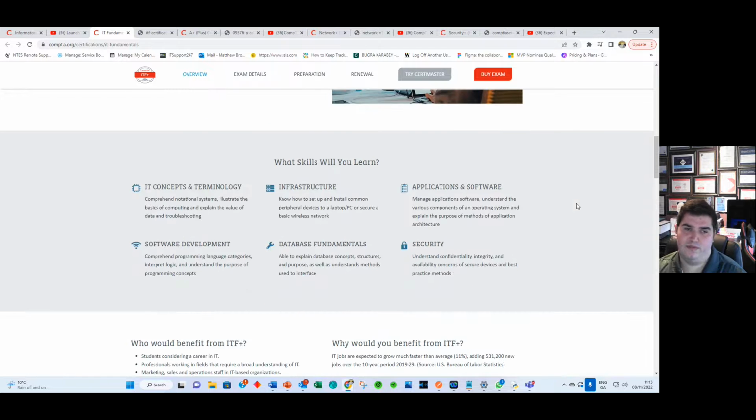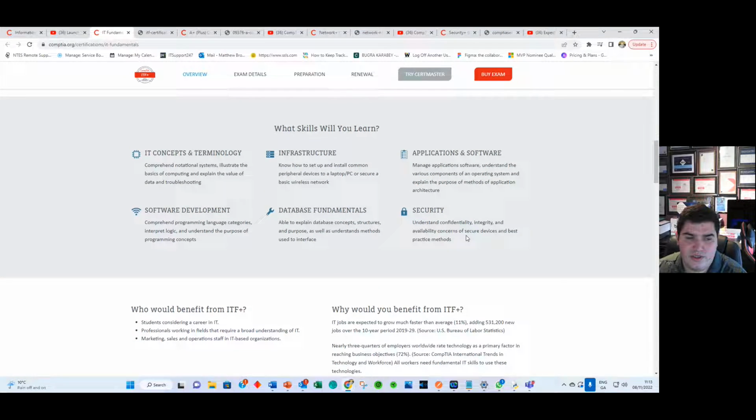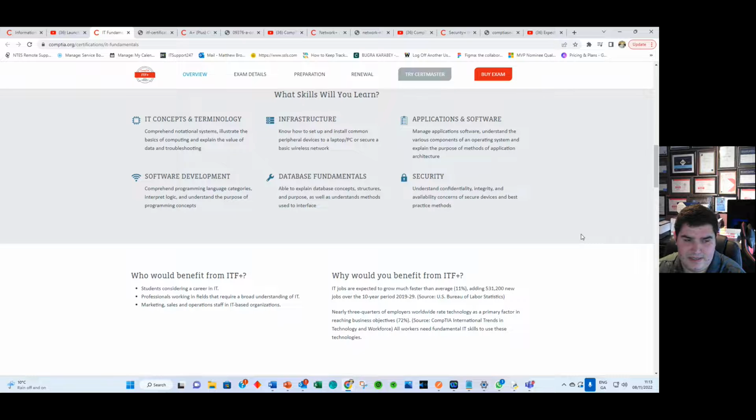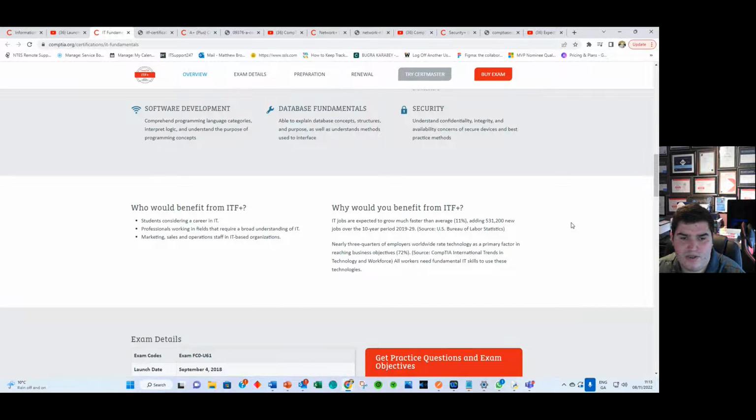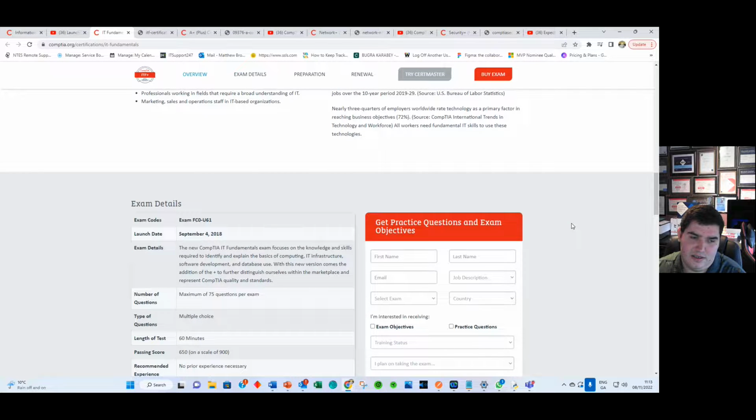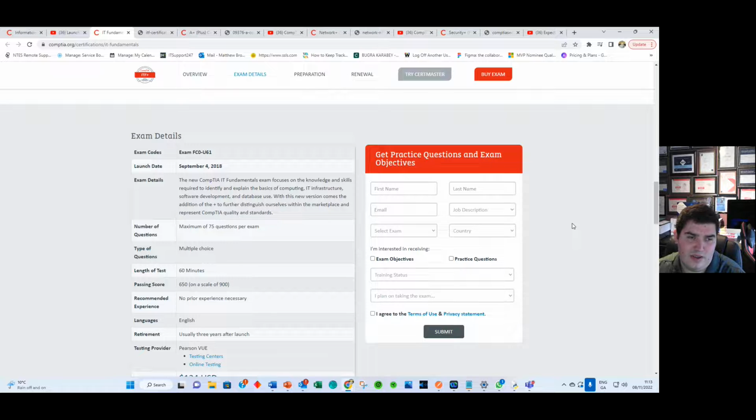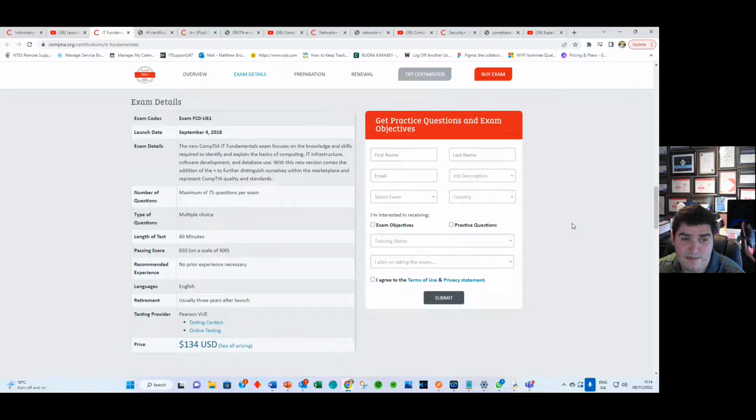So the IT fundamentals covers multiple different things. It covers your IT concepts, your infrastructure, your application and software, your software development, your database, and your security. All of this, remember, is your fundamentals. So what you're going to get out of this is if you're a student and you're starting a career in IT, this is where you start. So you need to understand the fundamentals. So to combat that issue, CompTIA have brought out the IT fundamentals.